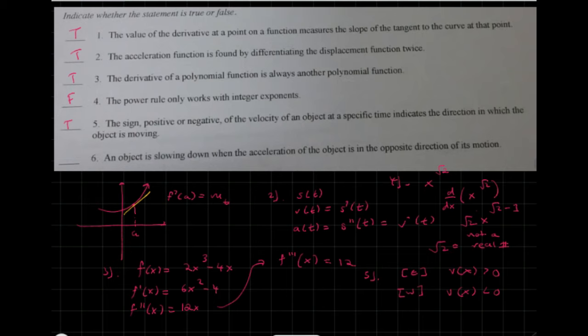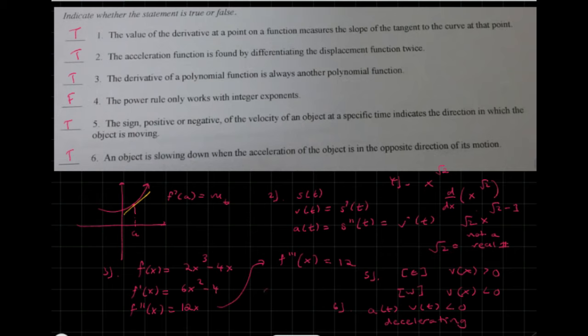In the last question, an object is slowing down when the acceleration of the object is in the opposite direction of its motion. This is true, because in this case, in part 6, if the product of the acceleration and velocity is negative, this implies that the acceleration and velocity are in opposite directions, and the object is actually decelerating. That means that it's essentially slowing down. Its speed is getting smaller, right?